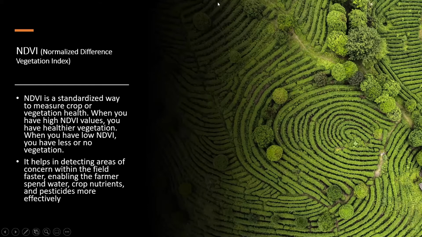When we have high NDVI values, it means we have healthier vegetation, and when we have low NDVI, we know that we have less or no vegetation in that area. NDVI helps in detecting areas of concern within the field faster, enabling the farmer to spend water, crop nutrients, and pesticides more effectively.